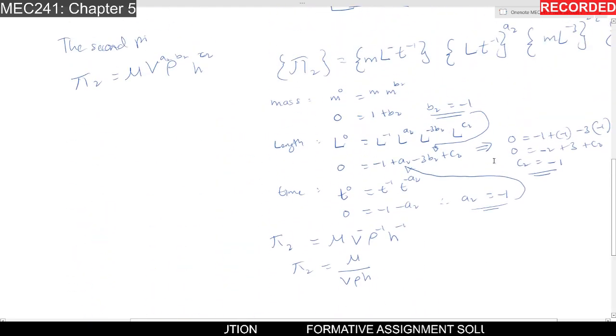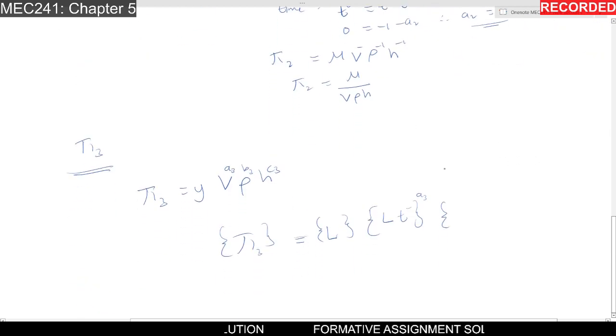Okay. So right now for pi 3, we put in their dimensions. Y is L, and V is LT minus 1. So we put here A3. Density is ML minus 3, B3 there. And then finally our H, which is only length L. So C3.